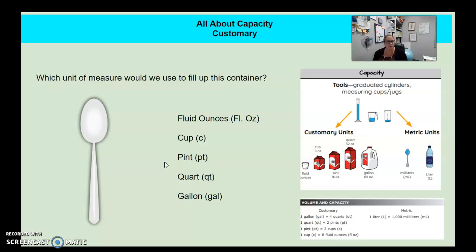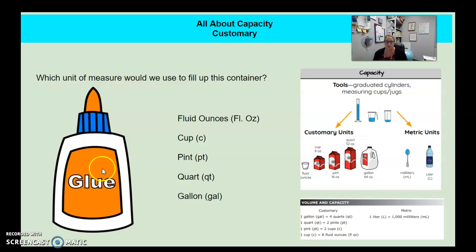Alright, what about a spoon? Am I going to be able to use a gallon for a spoon? No, that's silly. So I'm going to use fluid ounces because a spoon can't hold a lot of water or liquid. What about your glue bottle? On your glue bottle, it'll actually tell you the answer, but I don't want you to get it up right now. So on your glue bottle, it is fluid ounces.